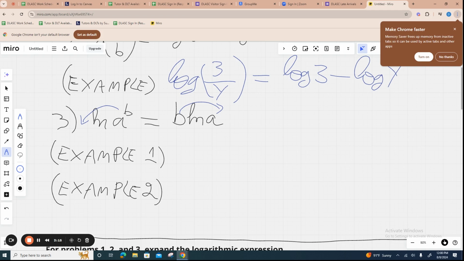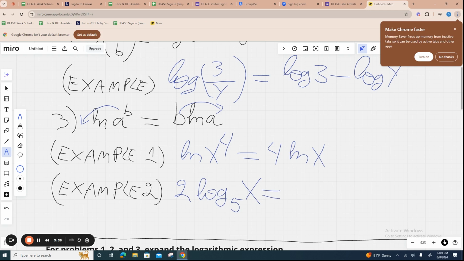So for the first one, ln of x to the 4. And we're going to bring that 4 down in front. That's 4 ln of x. We want it to go this way for whatever reason to solve our equation. The other way would be this example here, 2 log base 5 of x, and that's equal to, this time we're bringing that 2 up, right? We're heading the other way. We're saying that's log base 5 of x squared, okay?